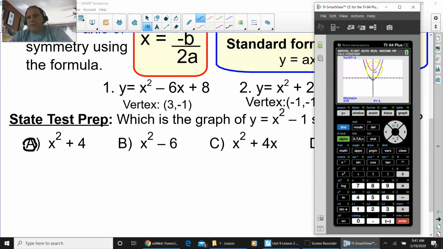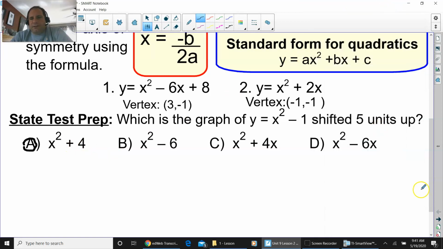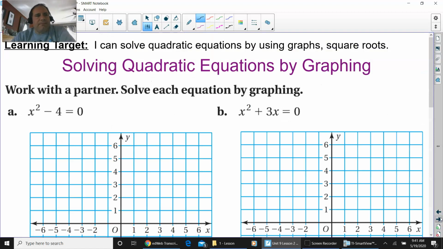All right, and then you could do the next one and do it the same way, and you would get 0, 4, and that makes sense right there. Perfect, pretty easy. Shifted 5 units up. First one I tried, and that's basically it.